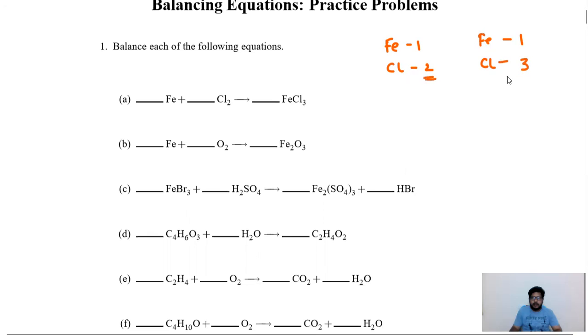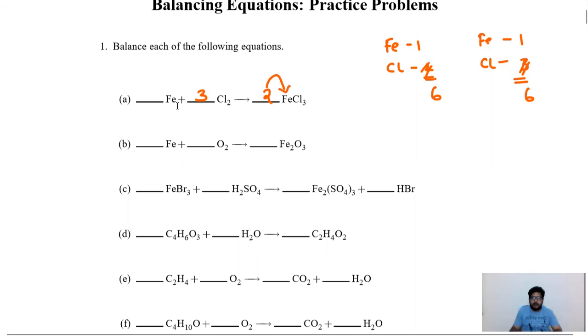Here chlorine is 2, here chlorine is 3. Here what you can do? You can put 2 number, you can put 3 number here, such that there are 6 chlorines now on the reactant side. At the product side, of course, we have 6 chlorines. But after adding 2, it should be given to iron also.